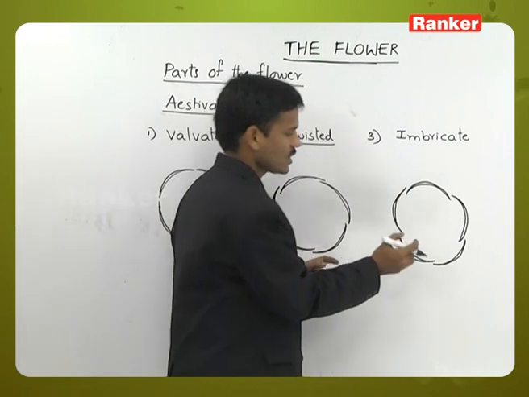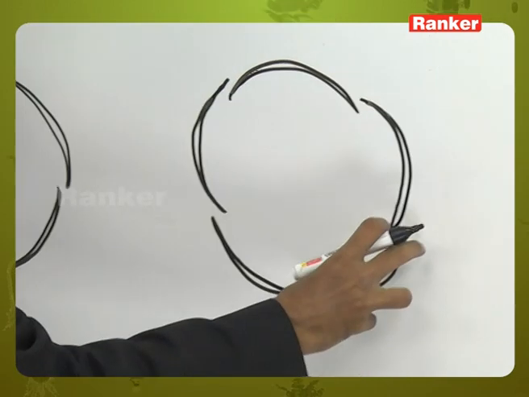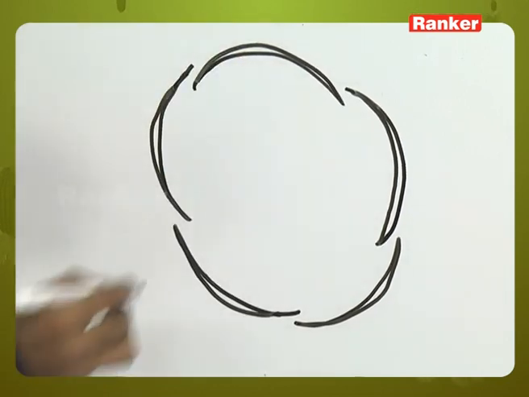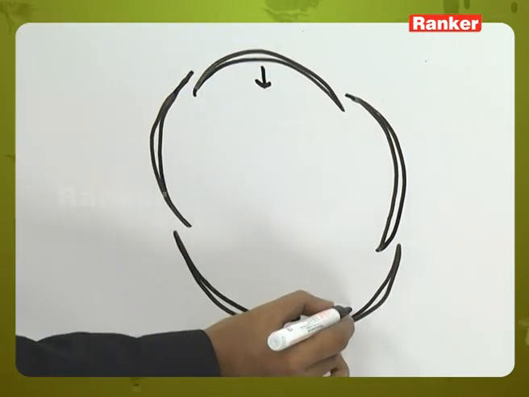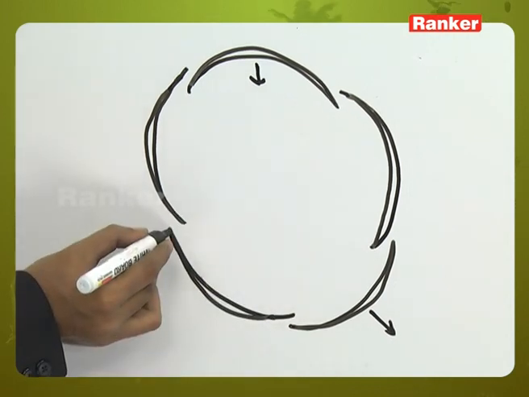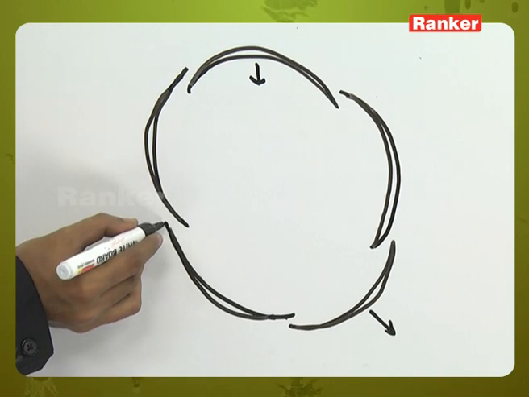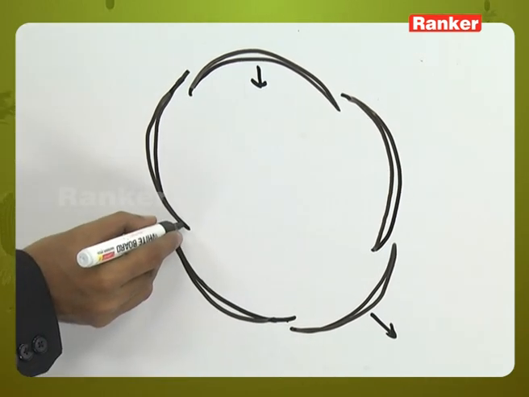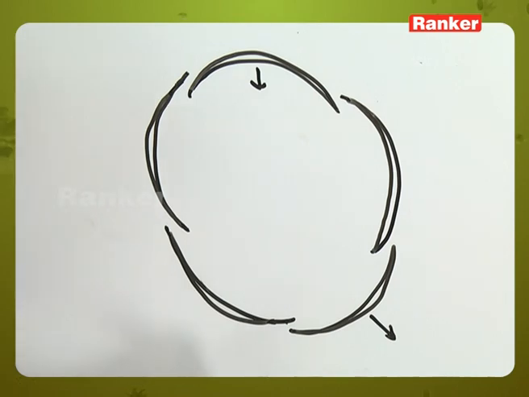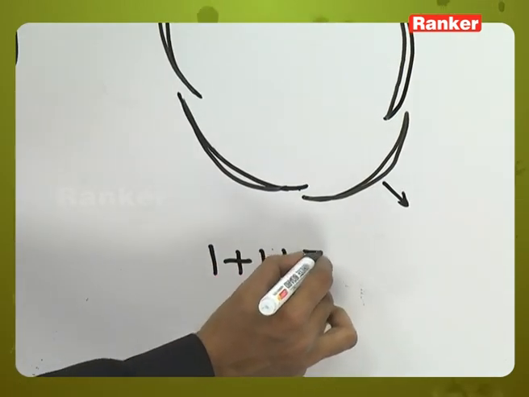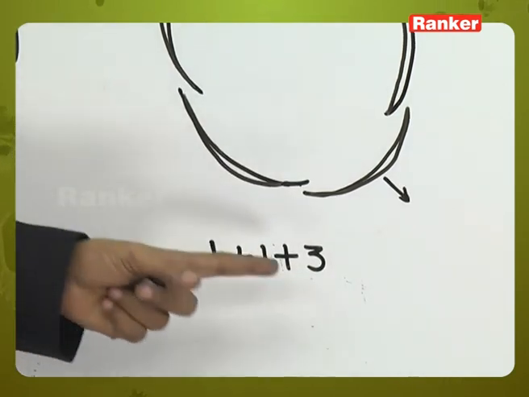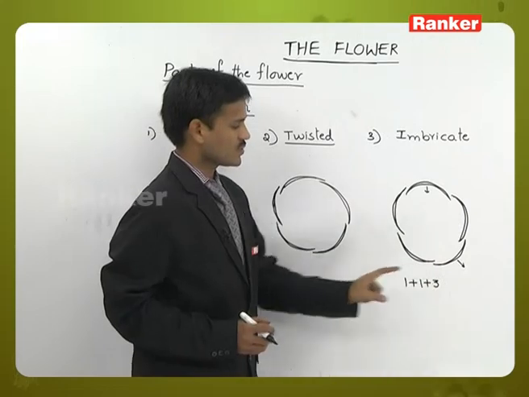In imbricate type of aestivation, one sepal or petal is completely outside and another is completely inside, and in the remaining three, one margin is inside and the other margin is outside. One margin is overlapped, the other margin is overlapping. In this also the same, one margin is overlapped, the other overlapping. So it is also called a 1 plus 1 plus 3 arrangement. One is completely outside, one is completely inside, and the three parts show one margin inside and one margin outside.